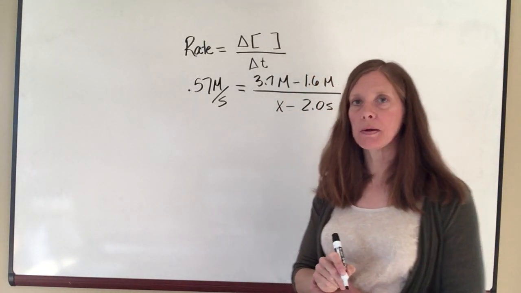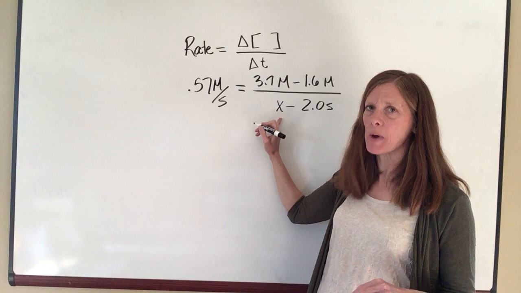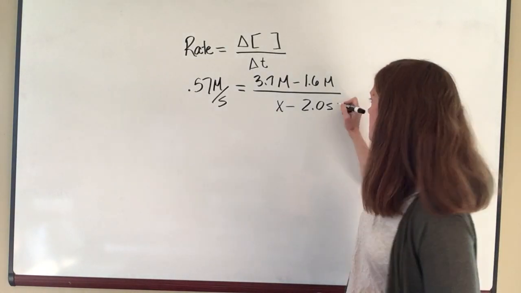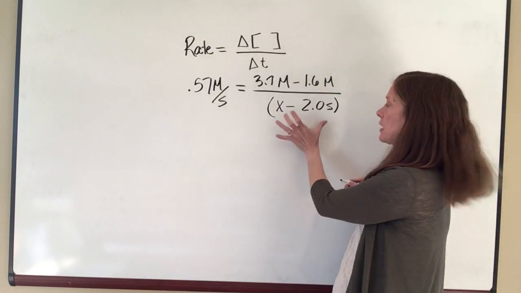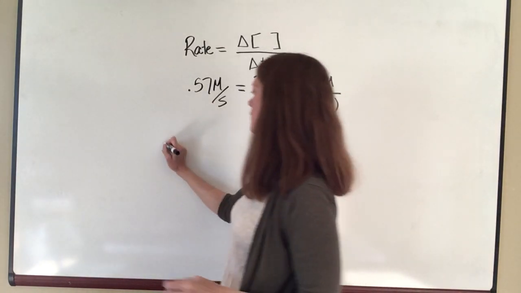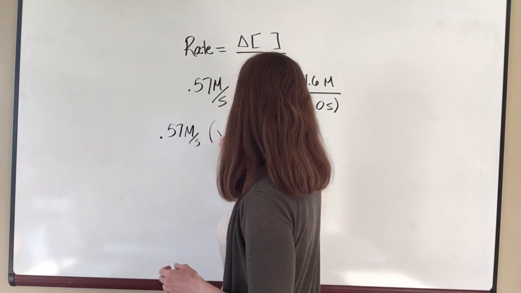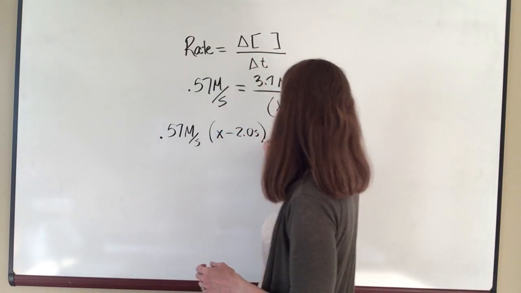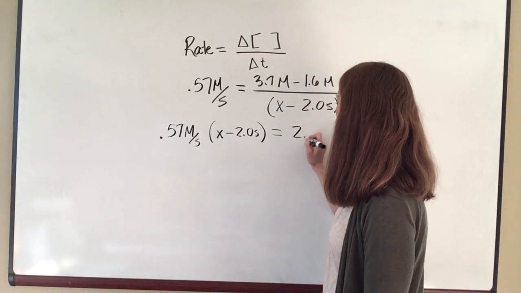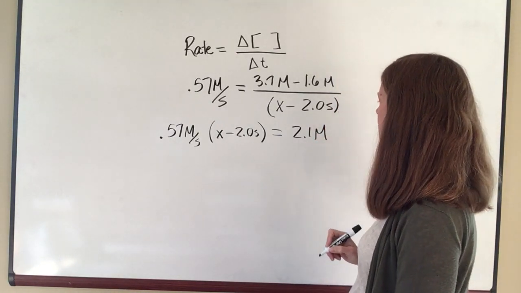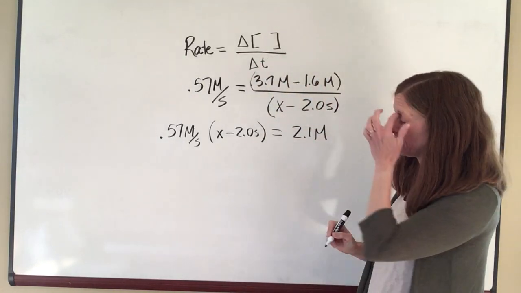Okay, now you've got to remember a little bit of algebra in order to solve this. You've got your x in the bottom of the denominator, which is not the easiest place to solve an equation. So what I would do is I would multiply both sides by this quantity x minus 2 seconds. So on this side of the equation, I'm going to have 0.57 molarity per second times x minus 2.0 seconds equals 3.7 minus 1.6 gives me 2.1 molar, okay? Probably should have parentheses around that because that is going to be your change in concentration, okay?